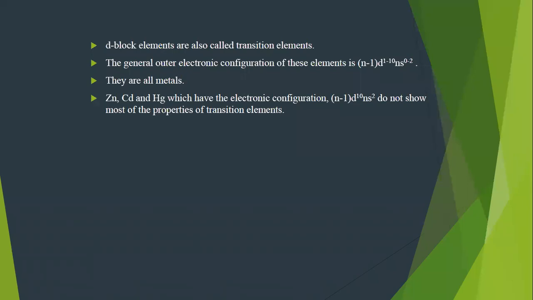Zinc, cadmium and mercury. Hg is mercury, Cd is cadmium and Zn is zinc. Zinc, cadmium and mercury, which have the electronic configuration (n-1)d^10 ns^2, do not show most of the properties of the transition elements. These three specific elements have a unique electronic configuration in which they have completely filled d shell and completely filled s shell.